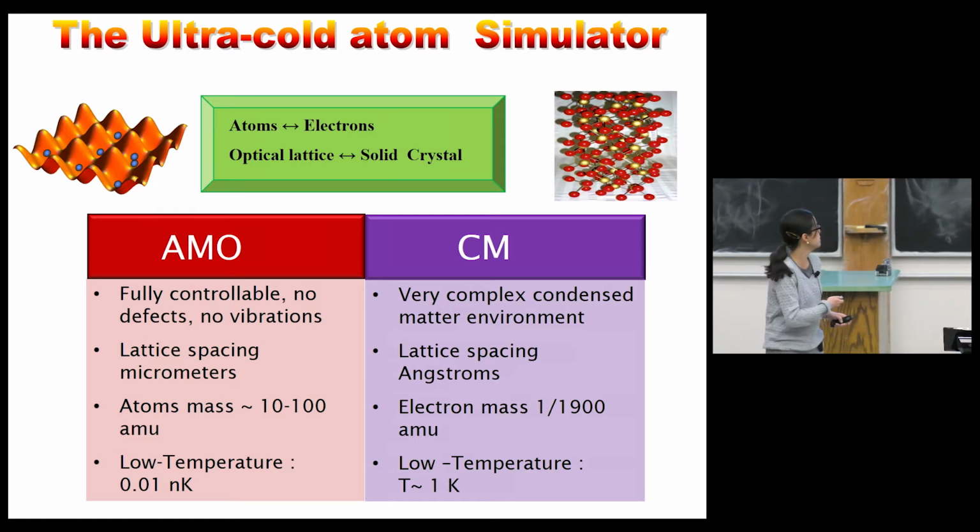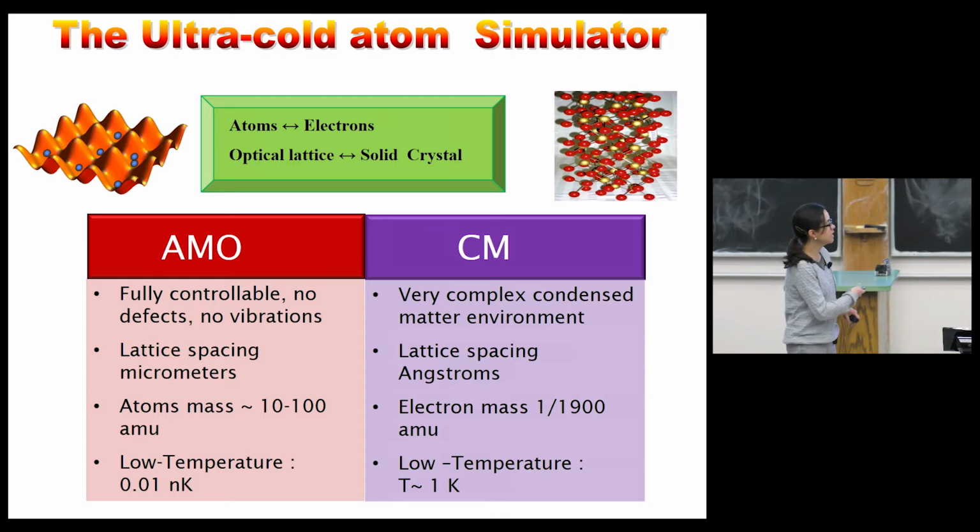What are the challenges? Well, the good part is that we have an atomic system that is fully controllable. We have no defects, no disorder. There is none of the complex atmosphere of condensed matter systems. Our system is clean, perfectly controllable. But there are two issues that are major constraints for us.